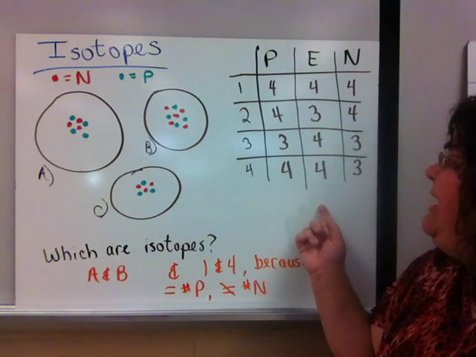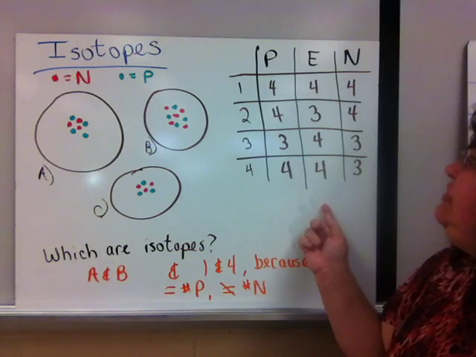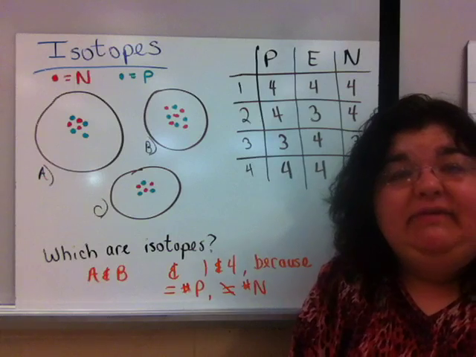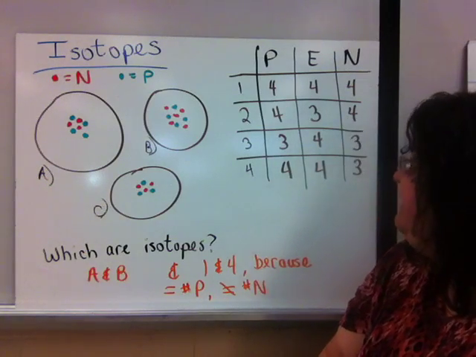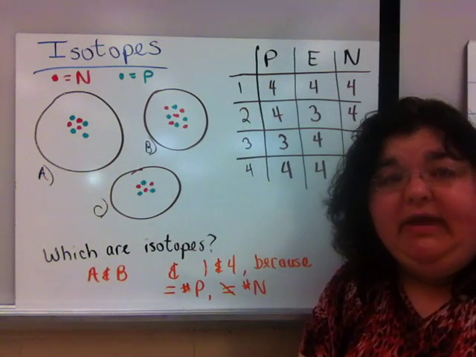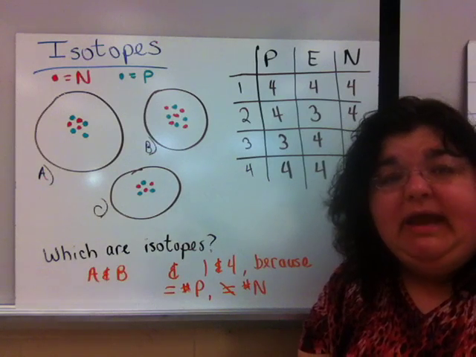Now, this is another way of asking the same question. In this example, they've given us a chart with the PEN numbers for 4 different atoms, and they've asked us to figure out which are isotopes of each other. Now, the trick is to ignore the electron value because I cannot look at electrons to determine isotopes.